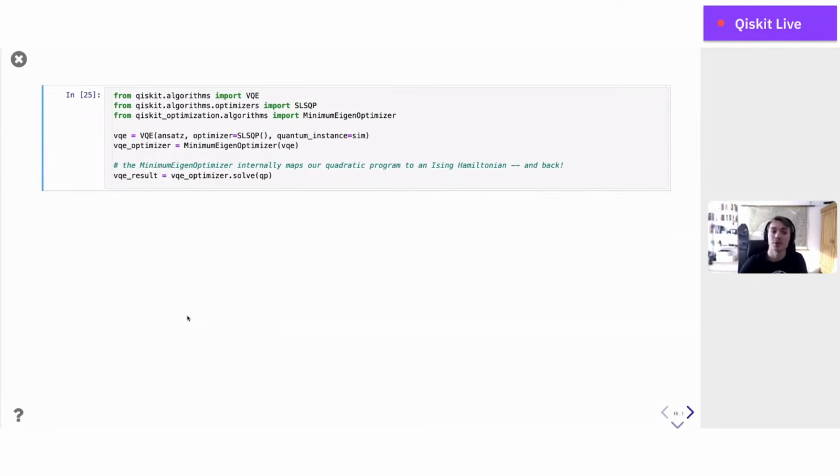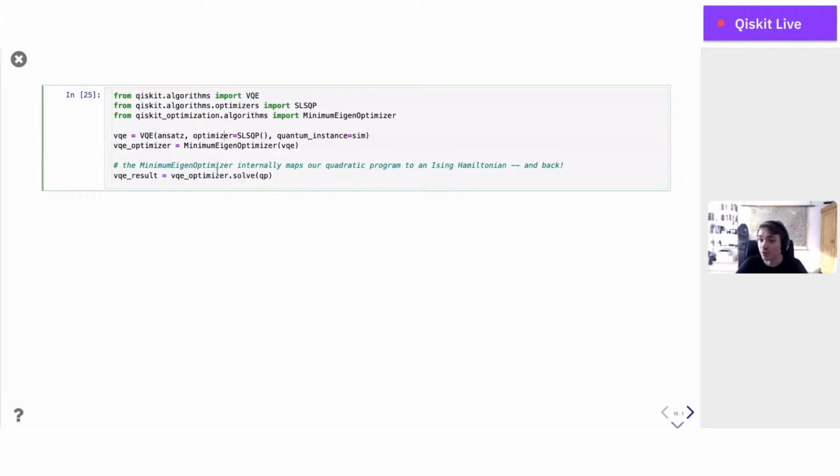Now that we have this defined, we can import the VQE from Qiskit algorithms and import some optimizer. We use an optimizer called SLSQP. That's not so important, but it's a stochastic optimizer. Then we also need the minimum eigenoptimizer, which was the gray box in the diagram before, and we import this from Qiskit optimization. Now we can define our VQE by giving it the ansatz, the optimizer, and the simulator that we want to use to evaluate the circuits, and plug that into the minimum eigenoptimizer.